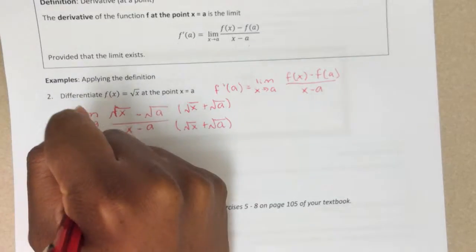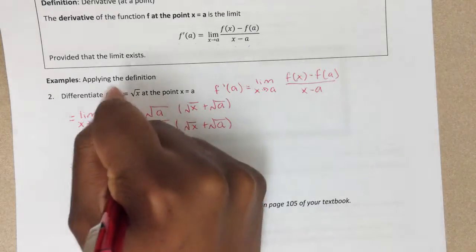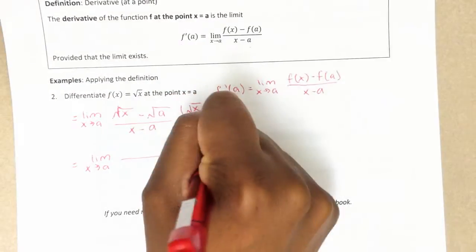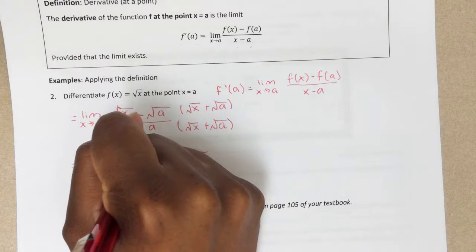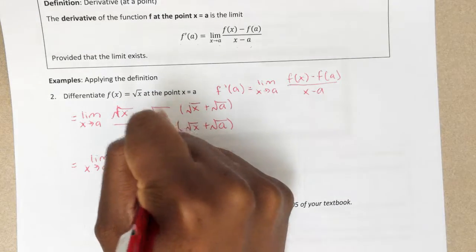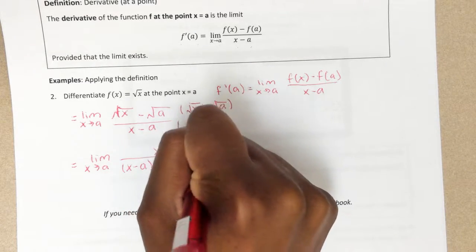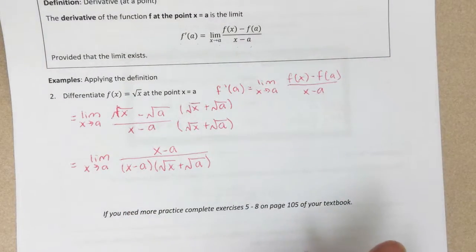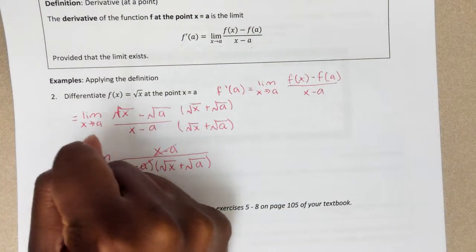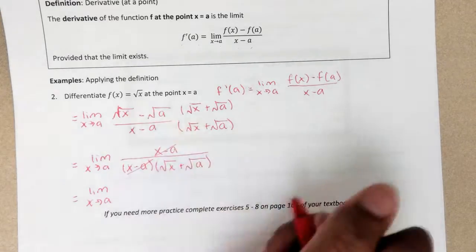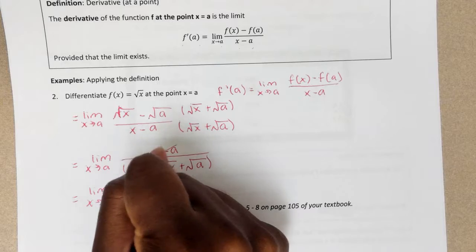And we'll get the limit as x approaches a of x minus a on top and x minus a times the square root of x plus the square root of a. The x minus a's will cancel, and we'll get the limit as x approaches a of 1 over the square root of x plus the square root of a.